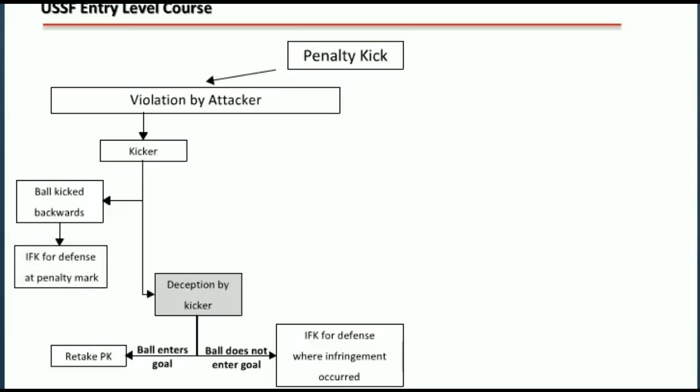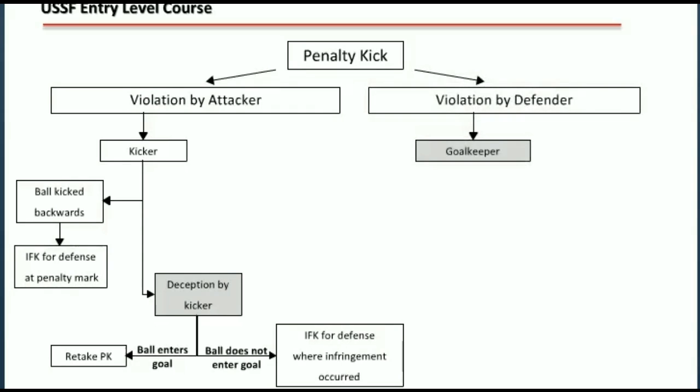The second possible source of infringements on Law 14 can come from the goalkeeper. Remember, the goalkeeper must be on the goal line between the posts and must face the kicker. The goalkeeper does not need to stand still and can move along the goal line from side to side. The goalkeeper is not permitted to come off the goal line until the ball is kicked. The whistle is not an indicator to allow the goalkeeper to come off the line.